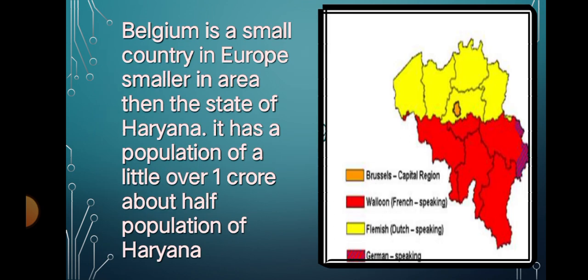The map of Belgium shows it is smaller than the state of Haryana. It has a population of a little over 1 crore, and the area is also half. It is less when compared to Haryana.